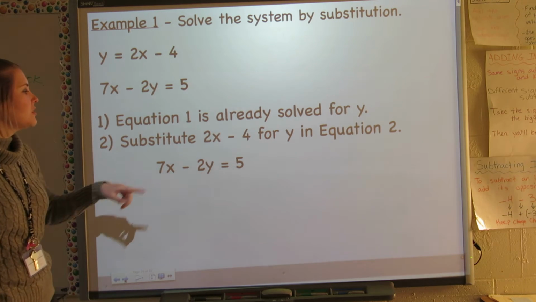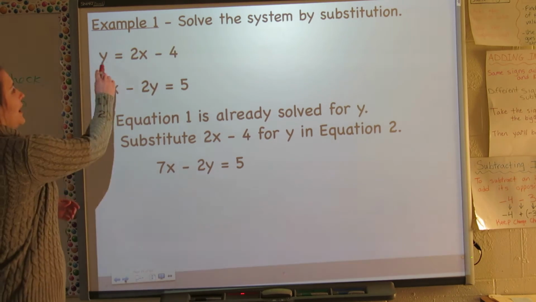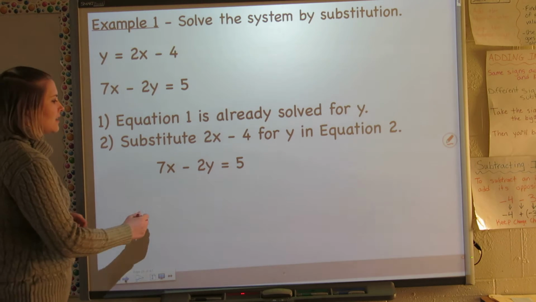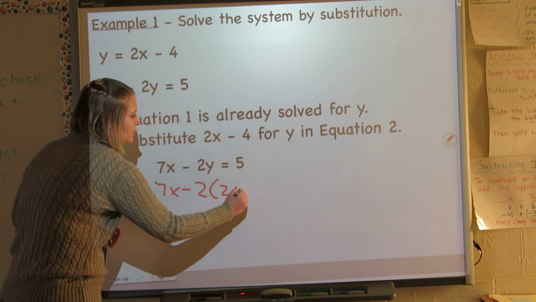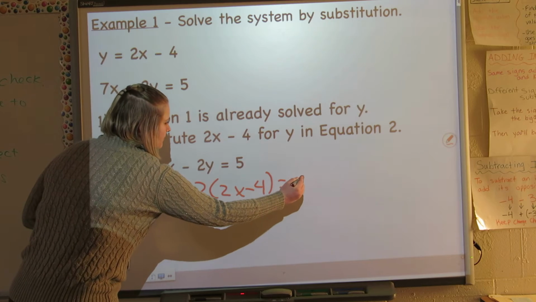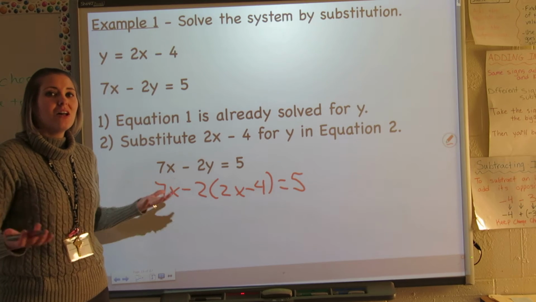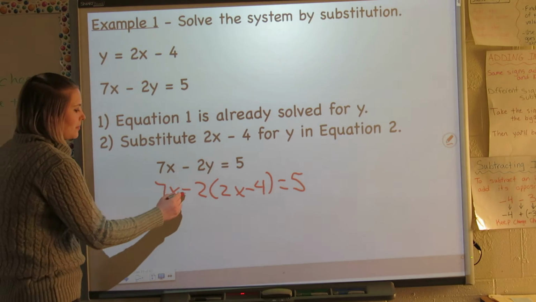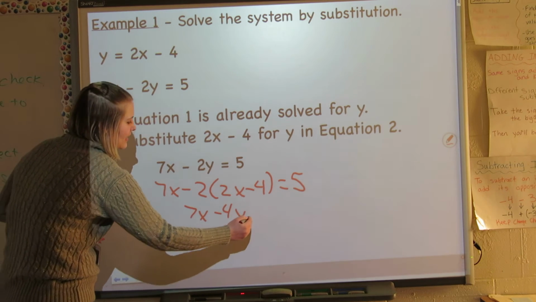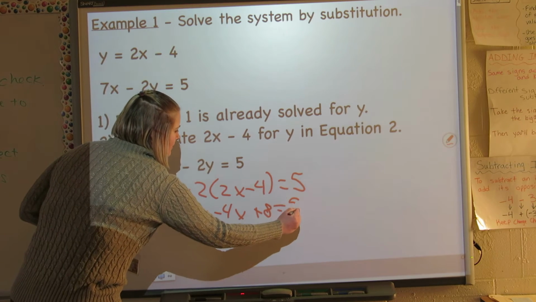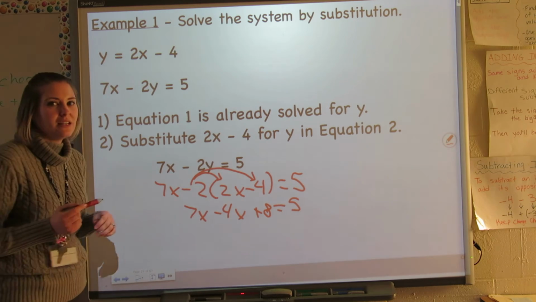We're going to substitute 2x minus 4 for y in equation 2 because we know that y is equal to 2x minus 4. So I'm going to find my y in equation 2, and I'm going to replace it with 2x minus 4. Now I only have one variable, so I can go ahead and solve it like I would solve an equation. So I'm going to distribute my negative 2, so I will have 7x minus 4x plus 8 equals 5. So that negative 2 times 2x is negative 4x, and negative 2 times negative 4 is 8.